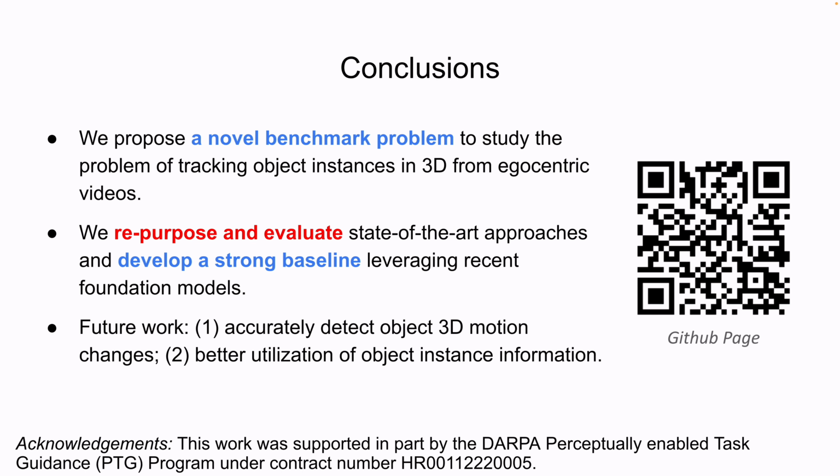In conclusion, we propose a novel benchmark problem to study the problem of tracking object instances in 3D from egocentric videos. We repurpose and evaluate state-of-the-art approaches and develop a strong baseline leveraging foundation models. Future work should address the problem of accurately detecting object 3D motion changes and also better utilization of object instance information.